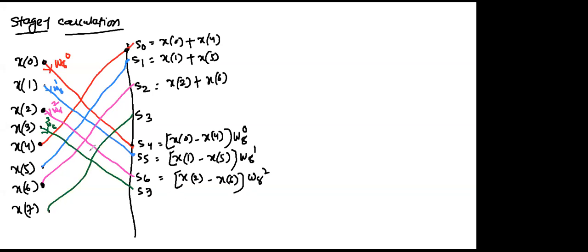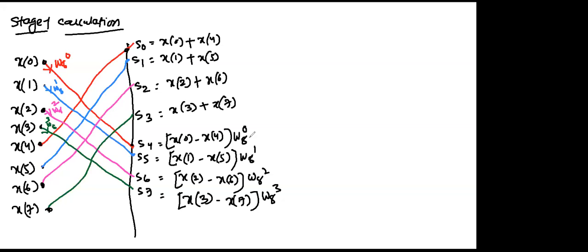Then finally see the last butterfly. The input is x3 and x7, x3 plus x7. This is your x3 minus x7 omega 8 3. Okay, it's very simple. First 4 is plus, second 4 is minus with the multiplication of twiddle factor. Okay, so this is your stage 1 calculation.